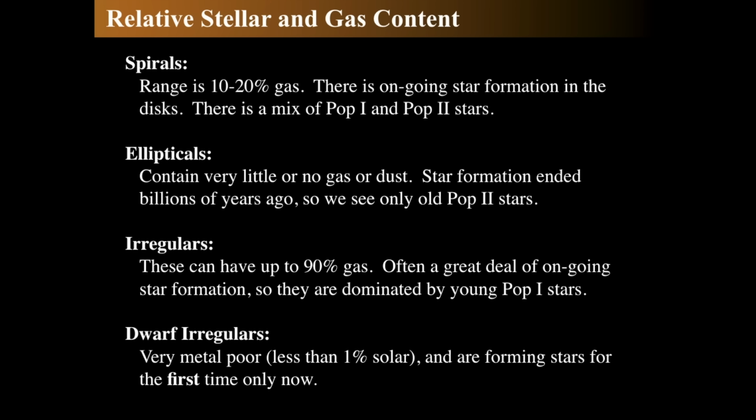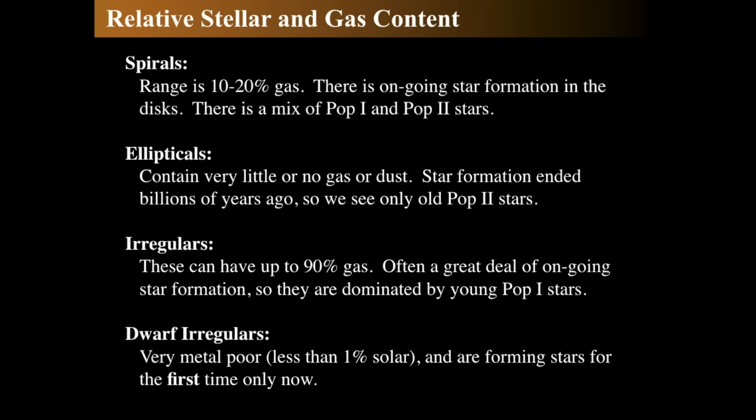All right, and in terms of how many stars and gas there are, spirals are about 10 to 20% gas, a huge amount of hydrogen gas. Lots of star formation is going on in the disks, and there's a mix of, I remember Walter Baade's combination of population 1 and population 2. There's a mix of population 1 and 2 stars, meaning some old, really ancient stars, and some really new stars. Ellipticals, there ain't no gas nor no dust.